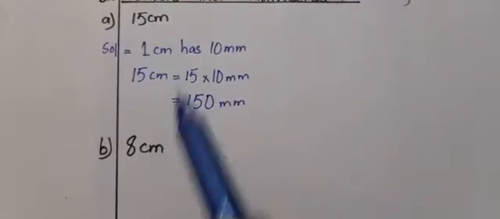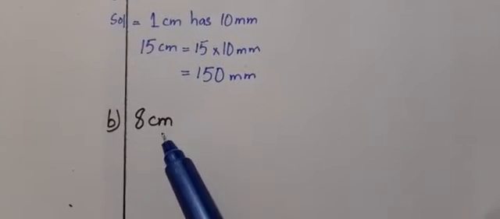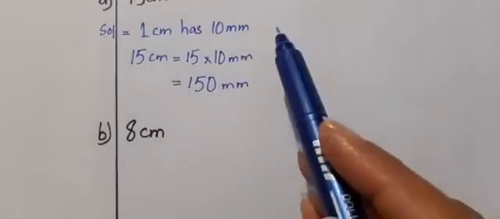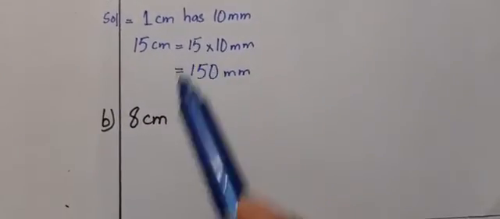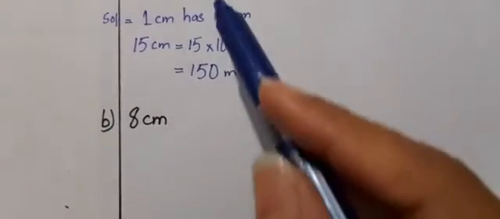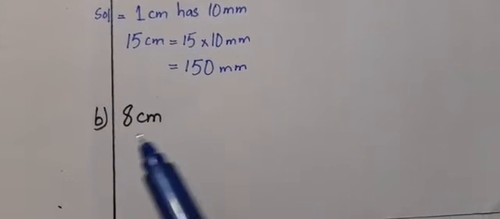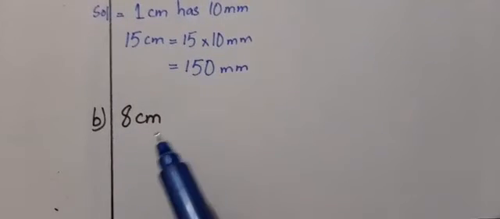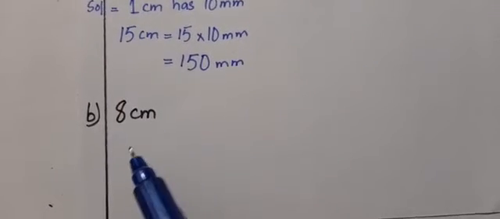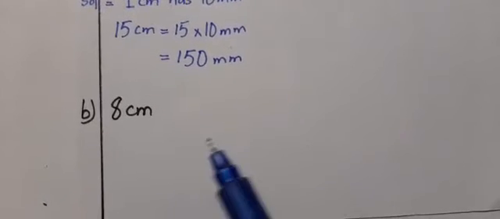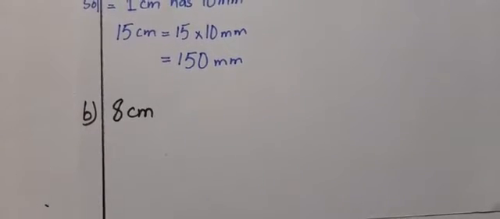Boys, after doing part A, we will move toward part B, that is 8 centimeters. And I have told you 1 centimeter has 10 millimeters. So you will do this sum as the sum I have done above. I am leaving this sum on you, and it is very easy, boys. Trust me, you have to do this sum, and after doing this sum, you will enjoy it and you will ask for more sums and try it.